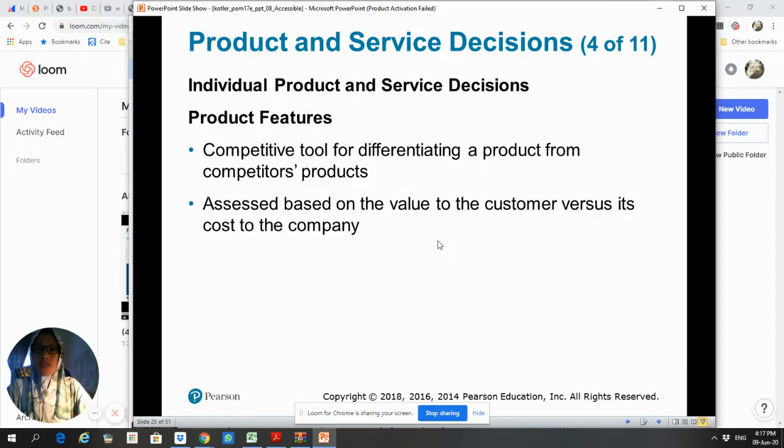Okay, then the decision about features. Again, we go to the example of iPhone and Samsung. In terms of features, they are just the same. Both of them are smartphones that we can talk on, communicate with, or carry, with the same color, the same function. But there are features that iPhone has that Samsung could not copy. It is a tool for differentiating a product from a competitor's product, based on value. Value means why people are willing to pay $5,000 just to get a smartphone. $5,000 can be a down payment, duit muka kereta, you know, you can get a car.